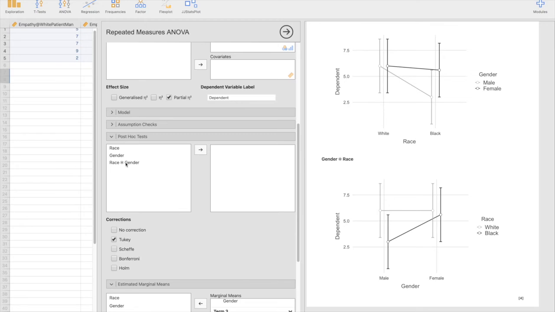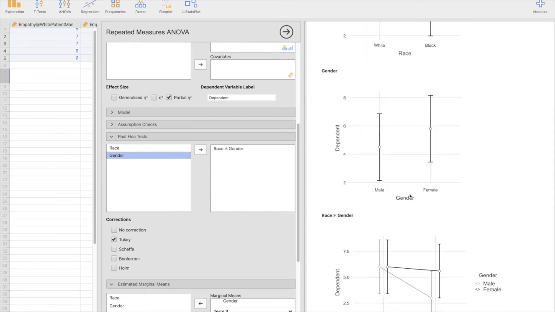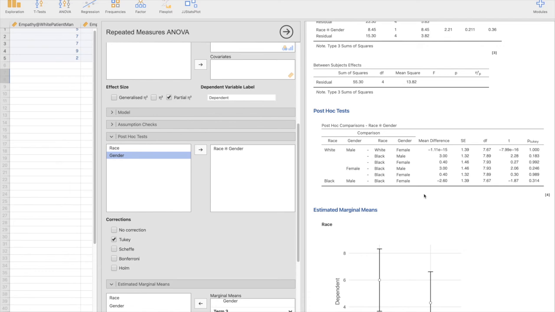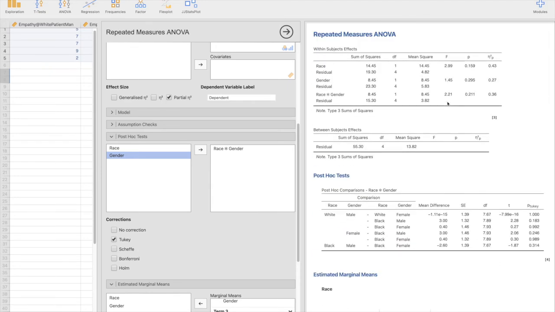But if we did, right, all it does is compare every single possible cell mean. And we'd have to choose which ones we want to compare. But ultimately, this post-hoc test compares the white male empathy to white female empathy, white male empathy to black male empathy, white male empathy to black female empathy. It does all the comparisons. So you don't have to guess about, is this mean different than this mean? Is this mean different than this mean? You can just go up there and look.